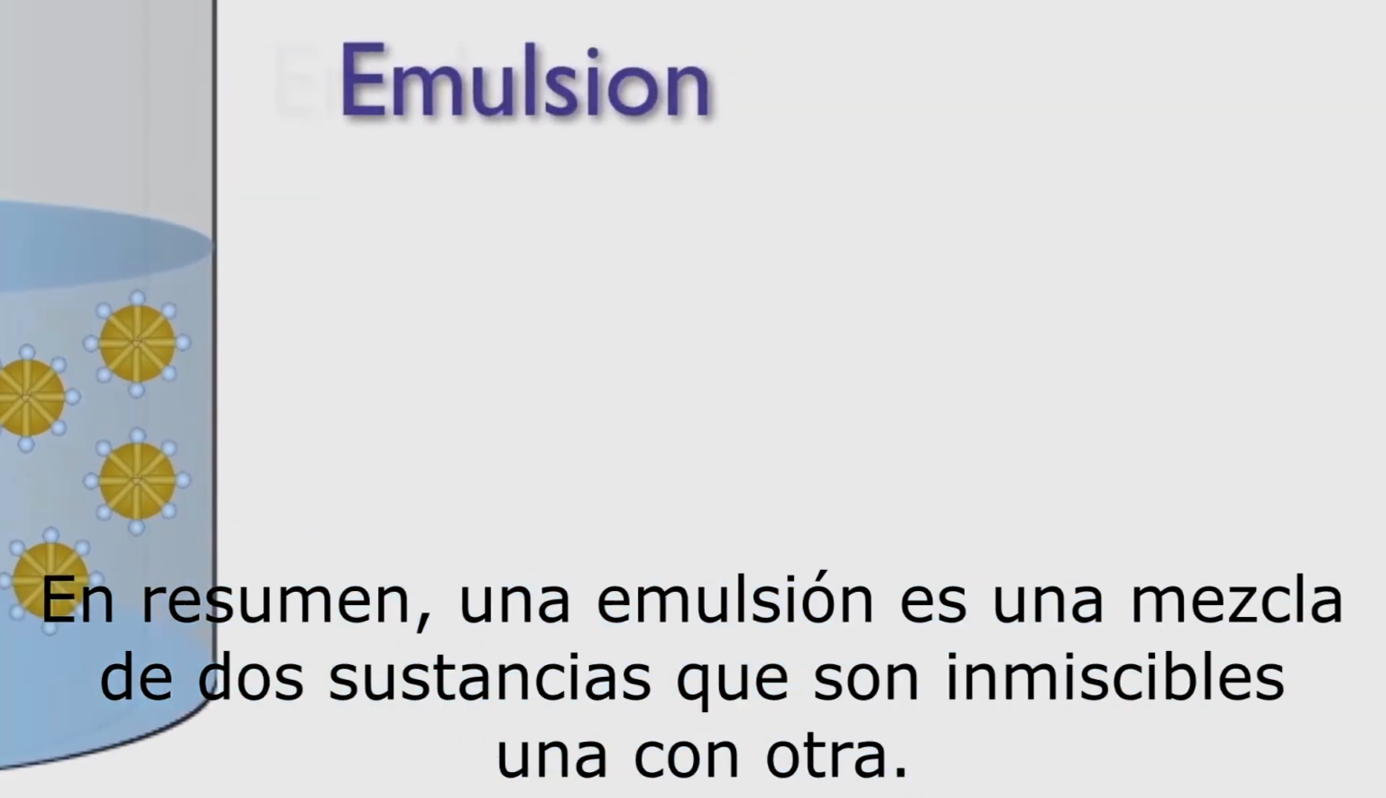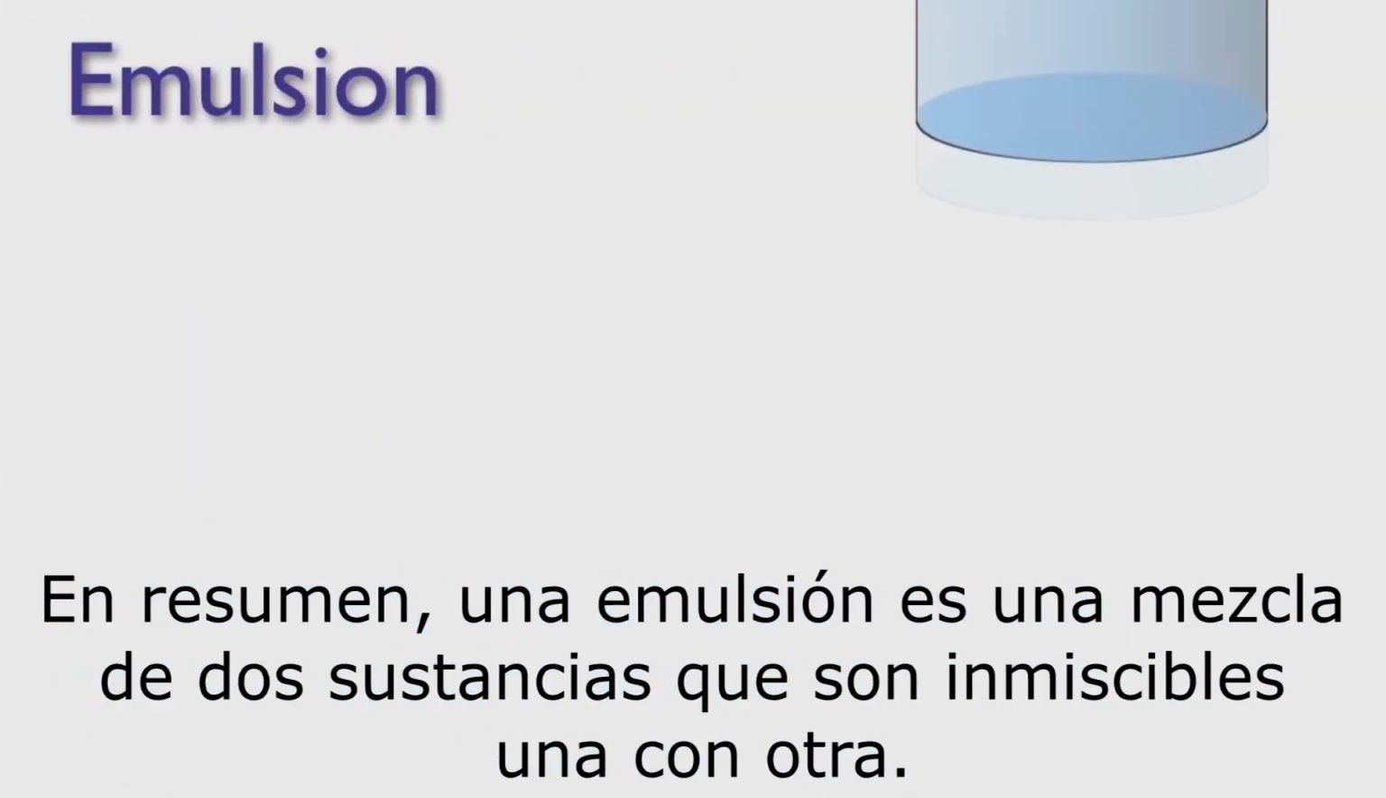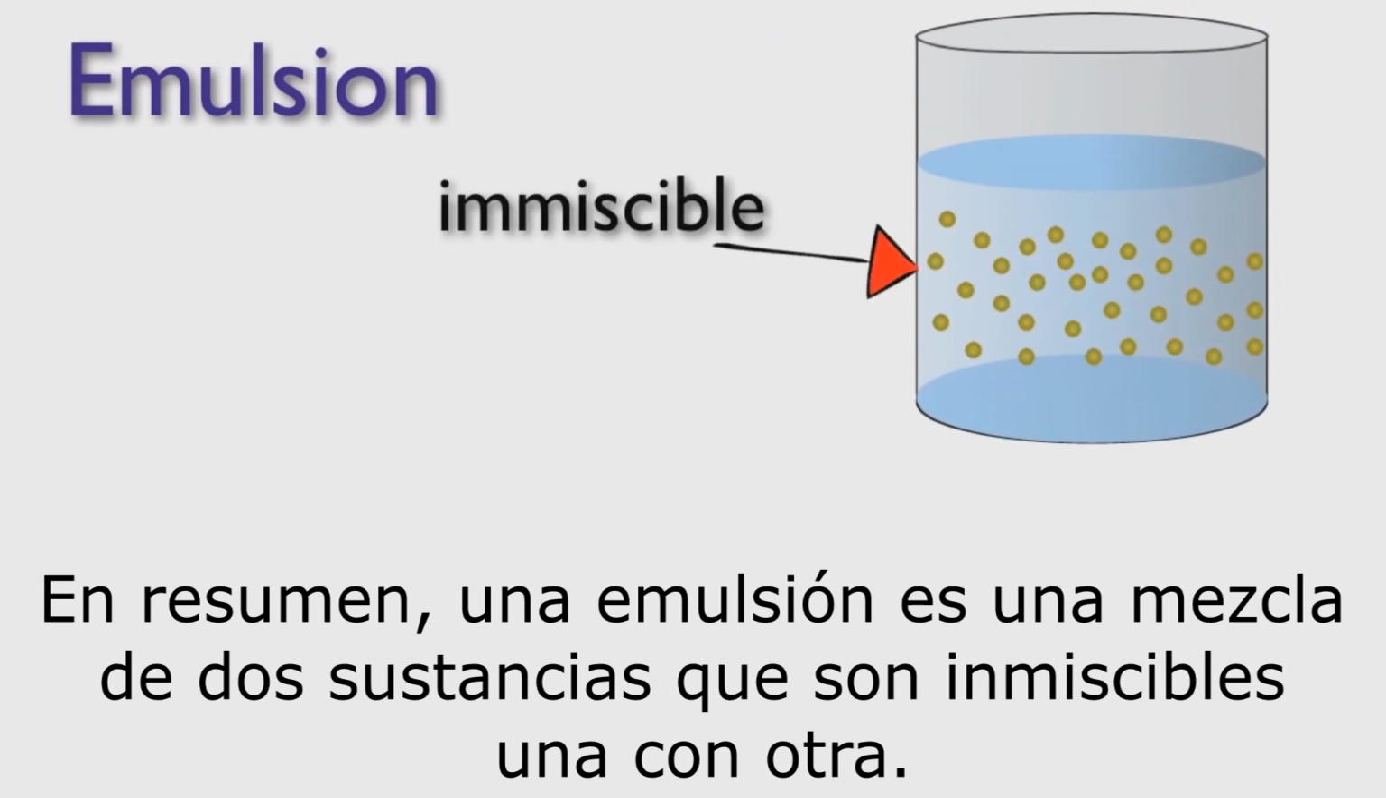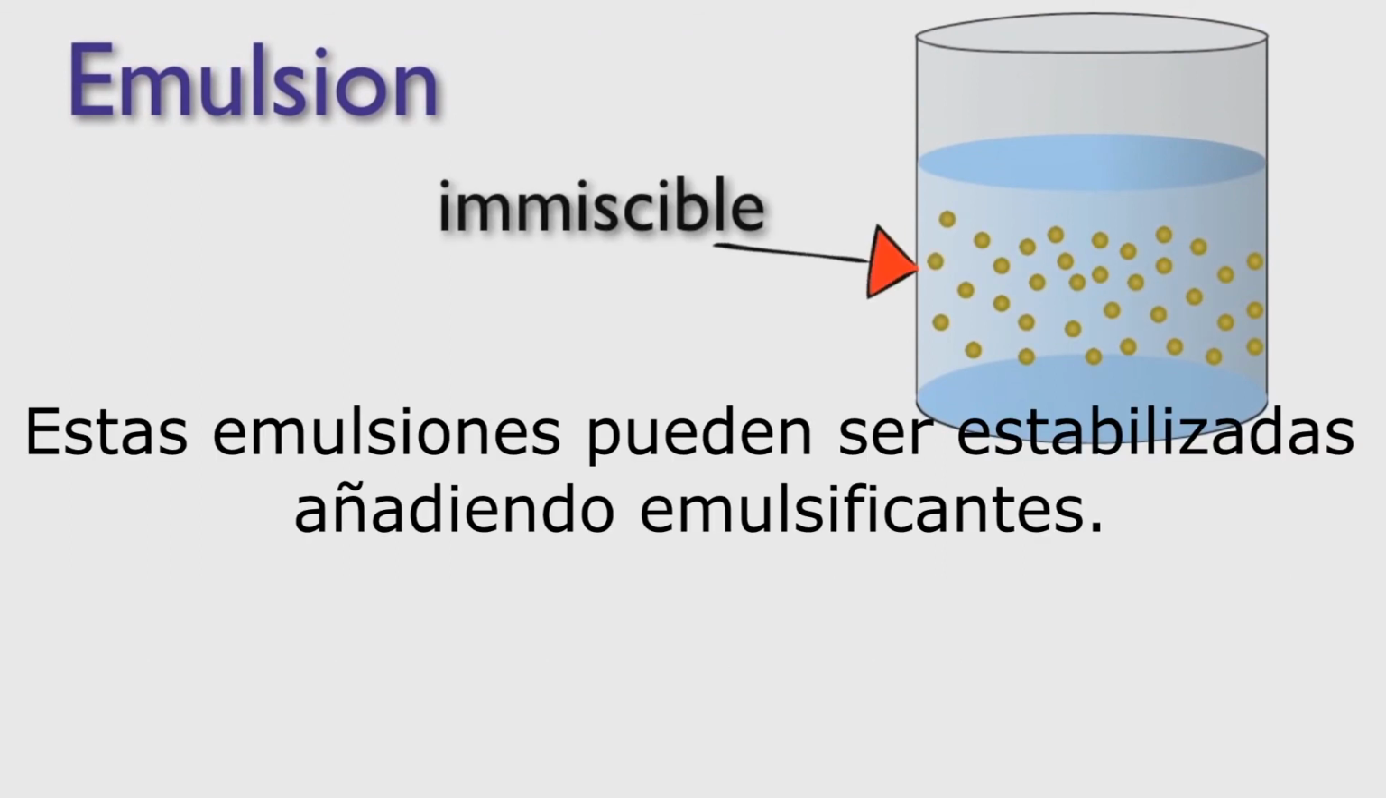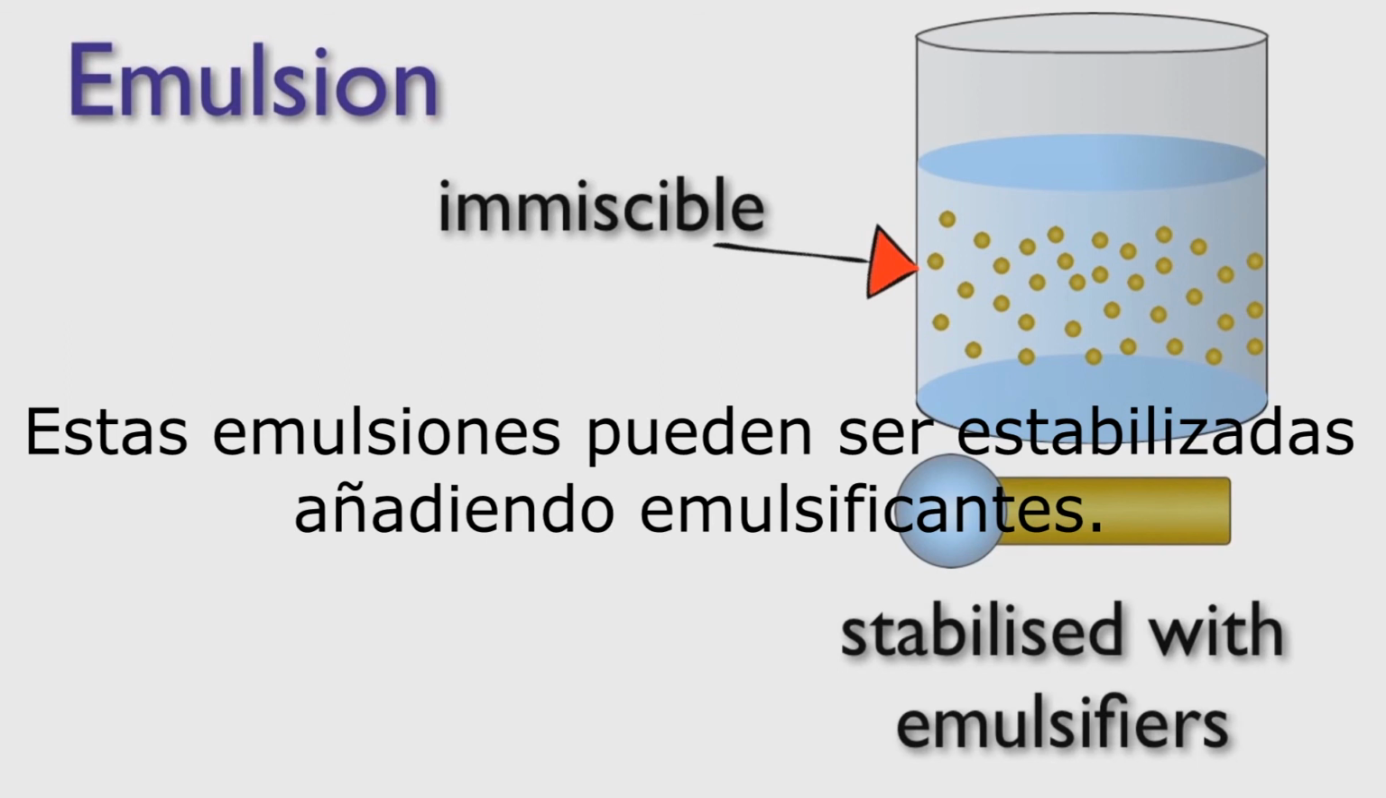In summary, an emulsion is a mixture of two substances that are immiscible with one another. These emulsions can be stabilized by adding emulsifiers.